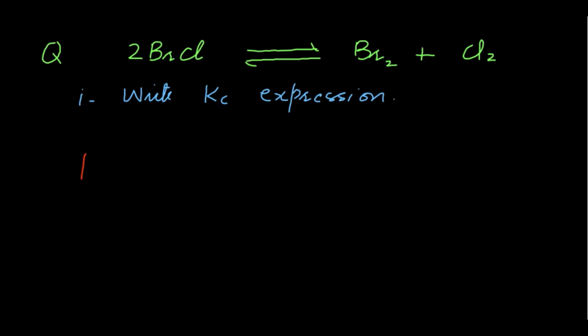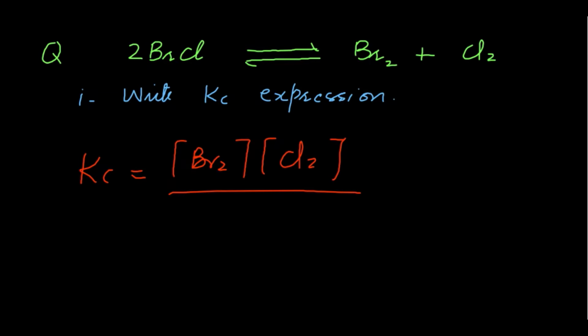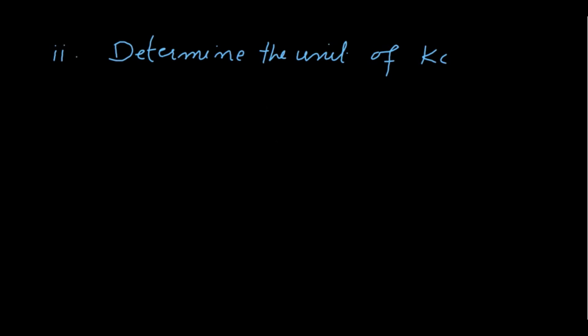So we write the Kc expression. Kc is equal to, what are the products of this reaction, students? Bromine and chlorine. So products should be written as numerator, bromine and chlorine. And what is the reactant for this reaction, students? Bromine chloride. How many moles are given? 2. So it should be written as a power in the denominator. I hope this is clear.